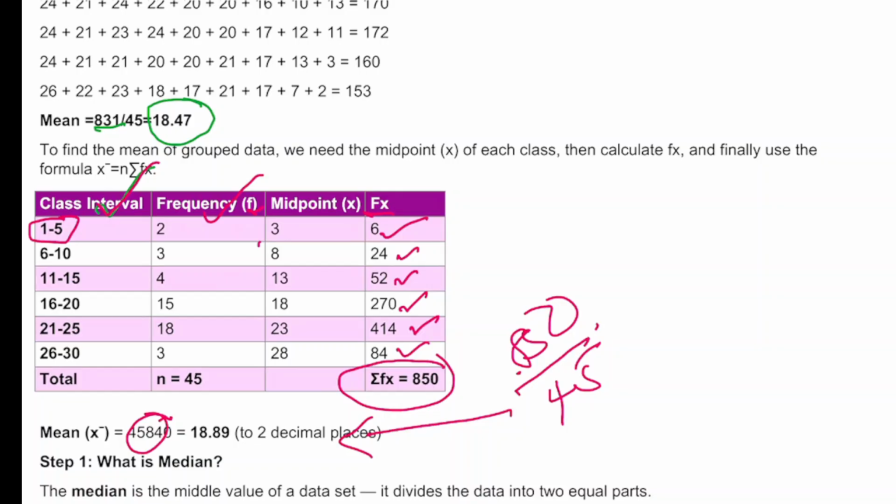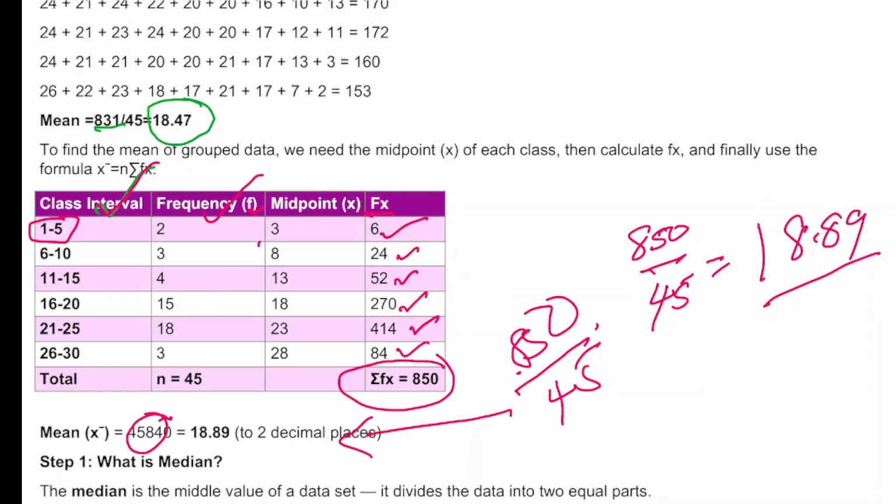If that is the answer for mean, 850 you divide by 45. How much is that answer? I think it's something similar to 18.89. Someone to confirm?